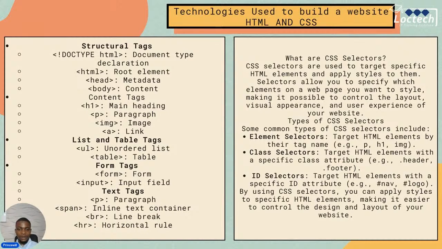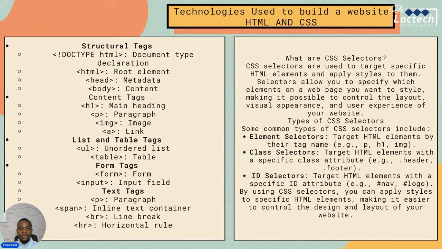ID selectors. This ID selector targets HTML elements with a specific ID attribute. Remember, I just talked about the class selector. The ID selector actually does the same thing that the class selector does. So what's different? Why include the ID selector? Why not just leave the class selector?